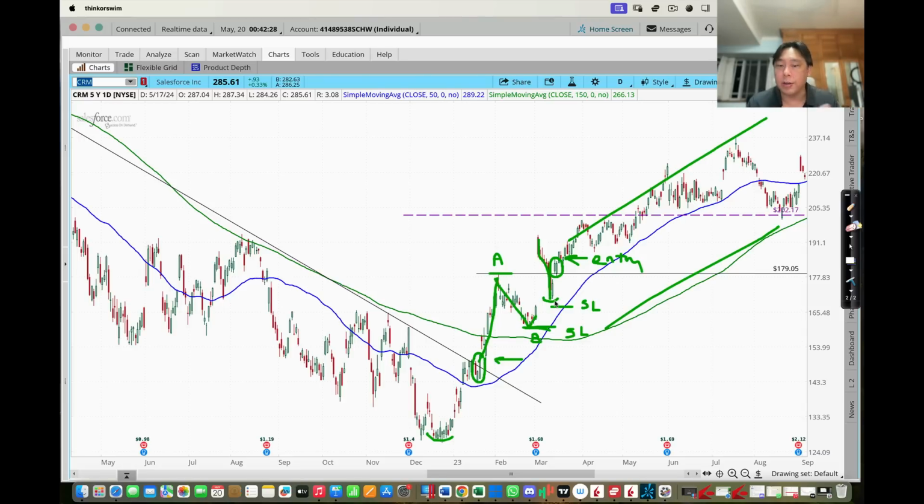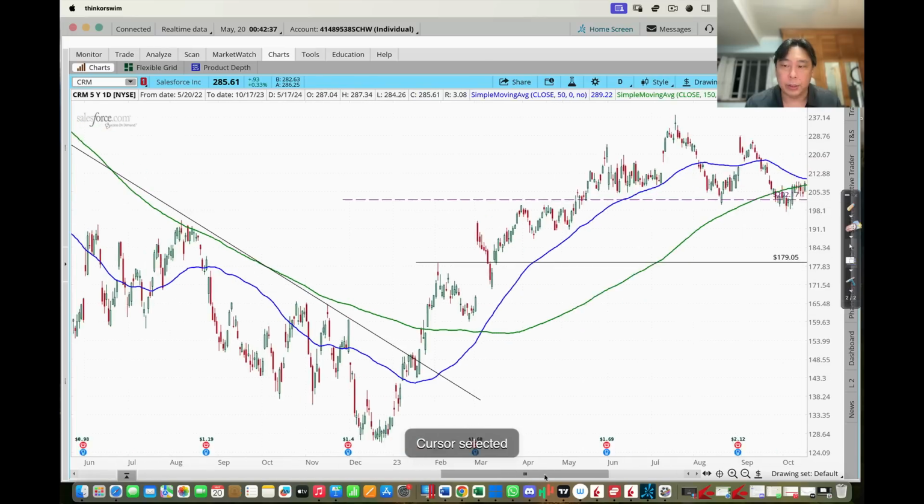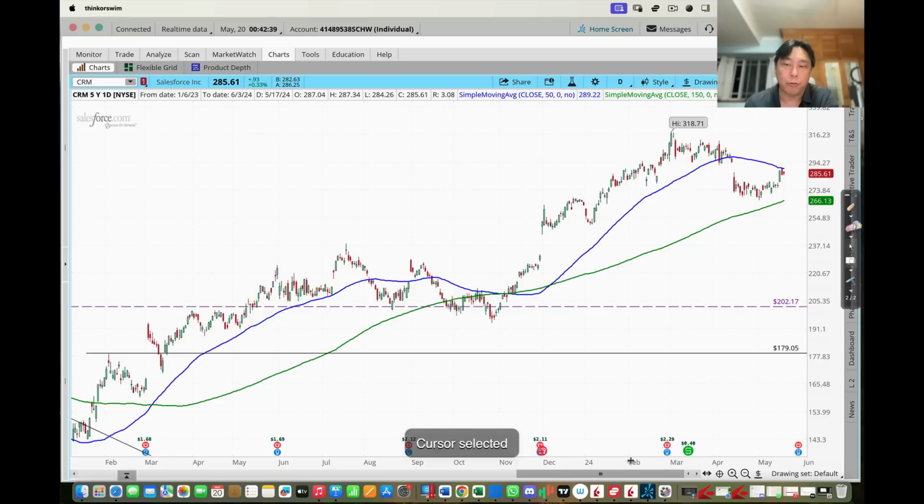So again, if you're more aggressive, stop loss over there. If you want to be a bit more conservative, stop loss below that swing low, and you would have caught that very nice trend in Salesforce. And Salesforce continues to be on an uptrend.